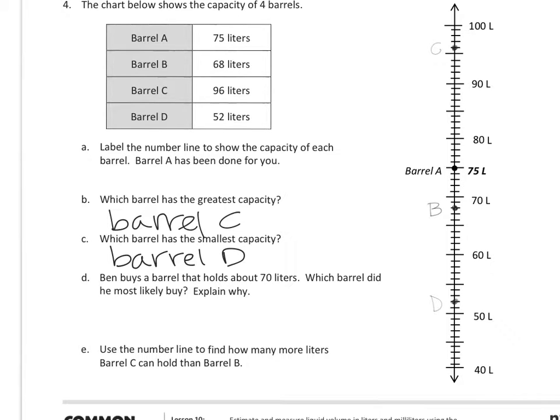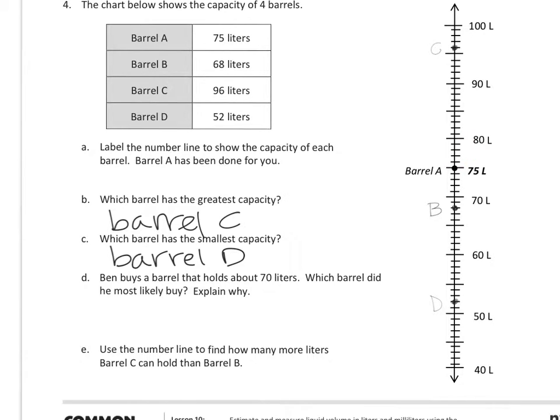Ben buys a barrel that holds about 70 liters. Which barrel did he most likely buy? Explain why. All right, so when I'm looking at my number line, I see two choices that would be pretty good choices, and I have to figure out which one's the best choice. Can you think of the two I'm thinking of? Hopefully you're looking at A and B. So I want one that's going to hold about 70 liters. If I look here at barrel A, it holds 75. That's more than 70. When I'm rounding, I would actually round 75 up to 80.